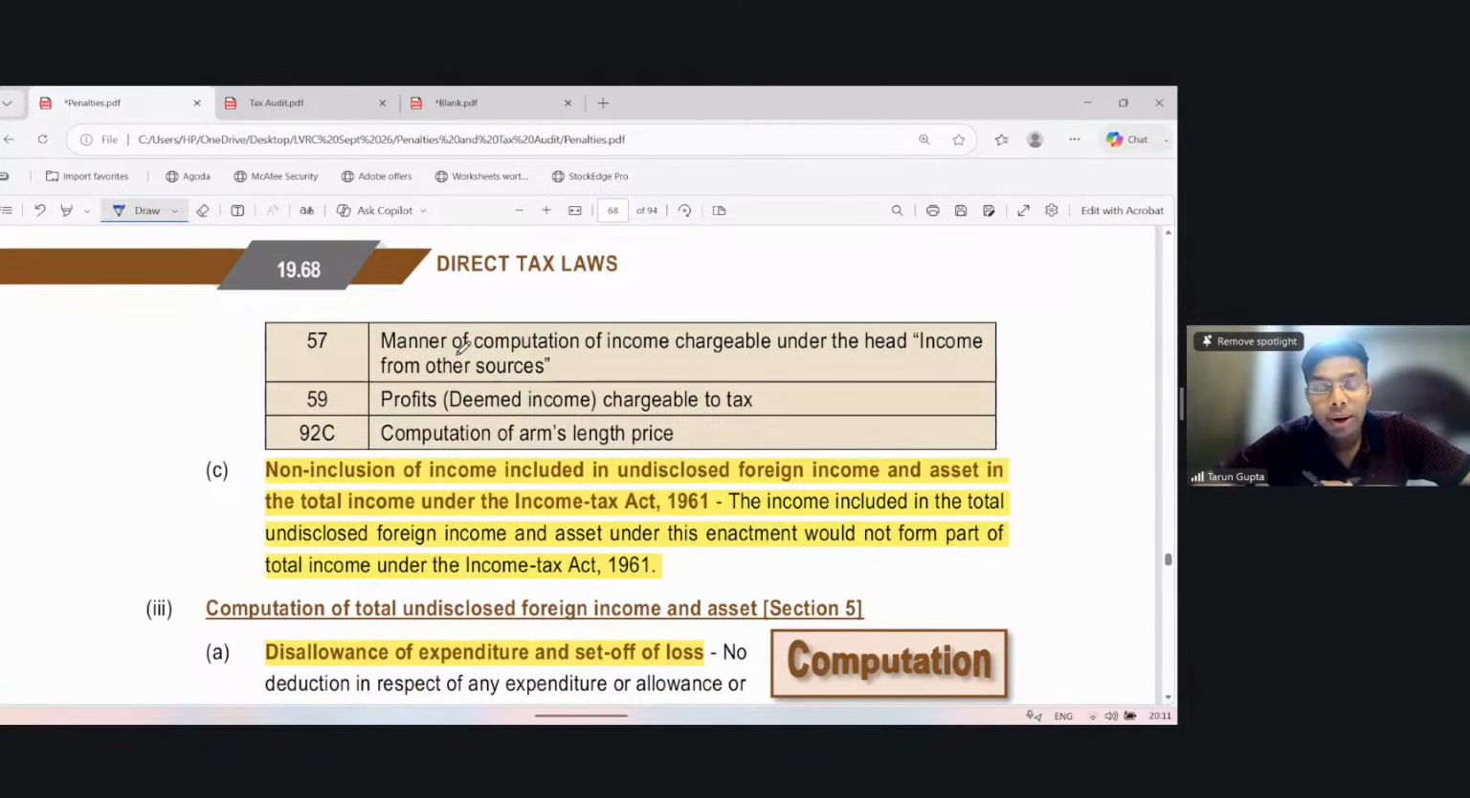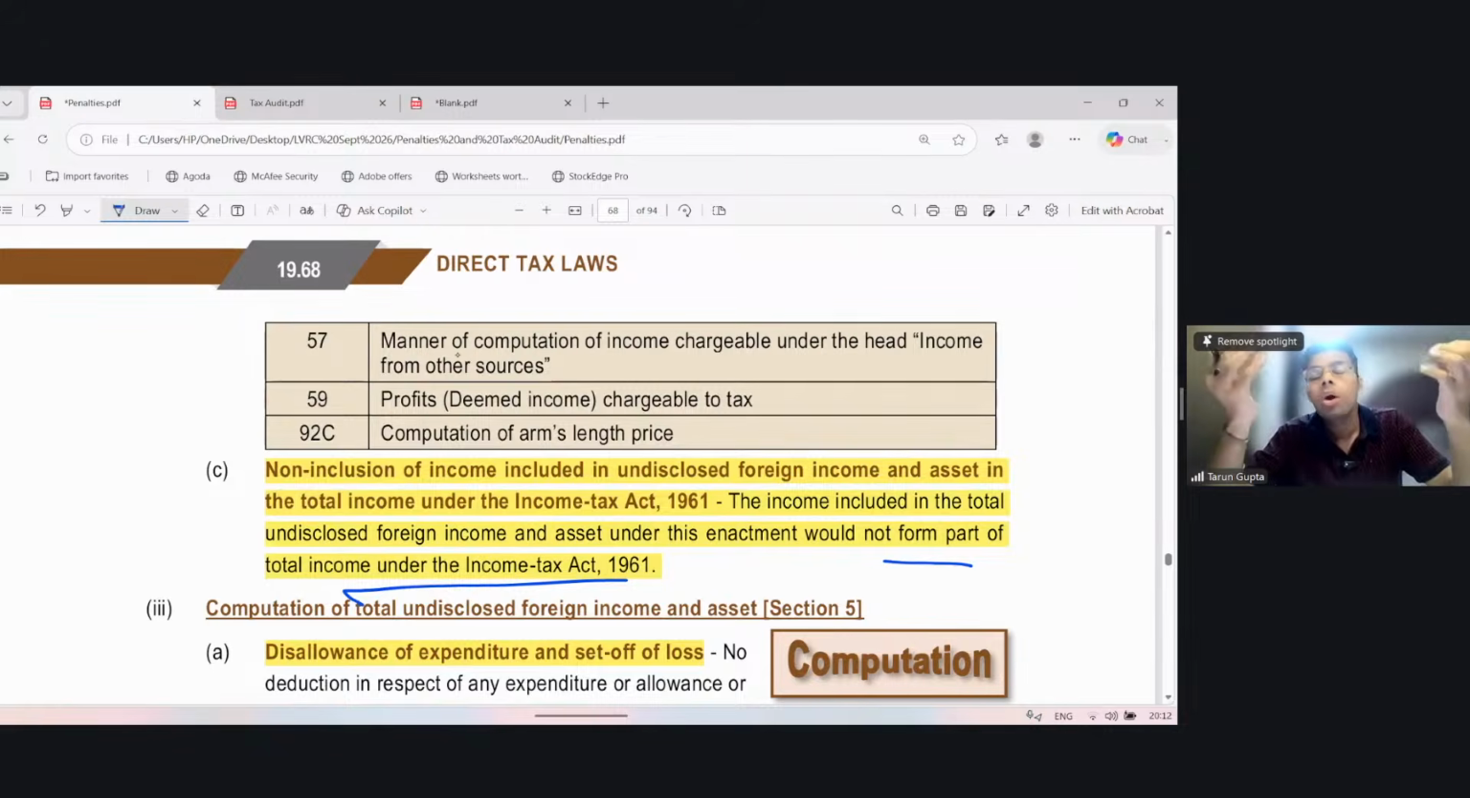It says the income included in the total undisclosed foreign income and foreign assets under the Black Money Act will not form part of total income under the Income Tax Act. If any amount is treated as undisclosed income or asset under the Black Money Act, then the provisions of the Income Tax Act shall not apply on such income or asset. The reasoning is clear. You cannot tax the same income or the same asset under two different acts. The provisions of the Black Money Act are specific to tax undisclosed foreign income and undisclosed foreign assets. So such provisions shall apply, and the provisions of the Income Tax Act shall not apply. It has been made very clear.